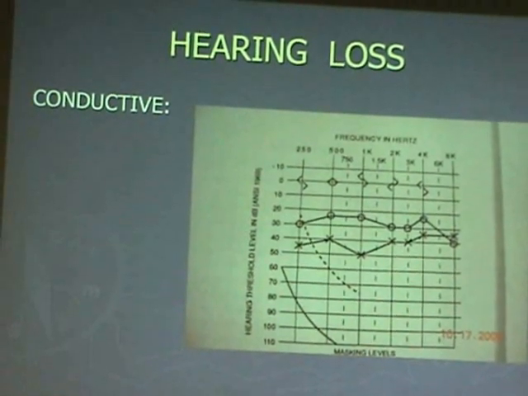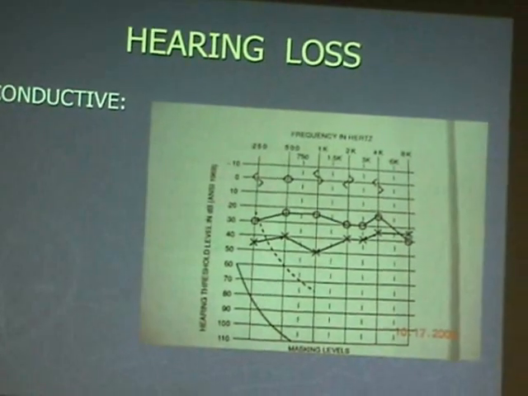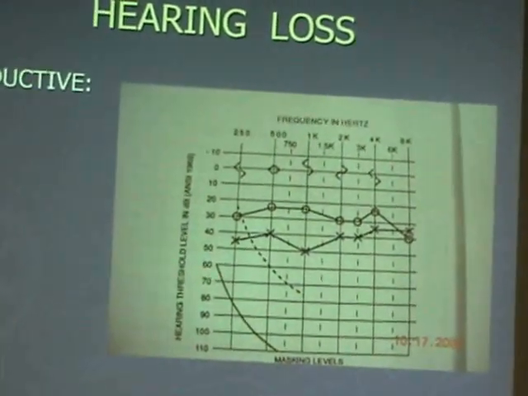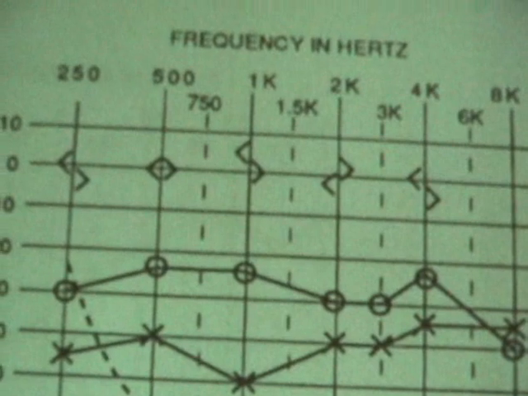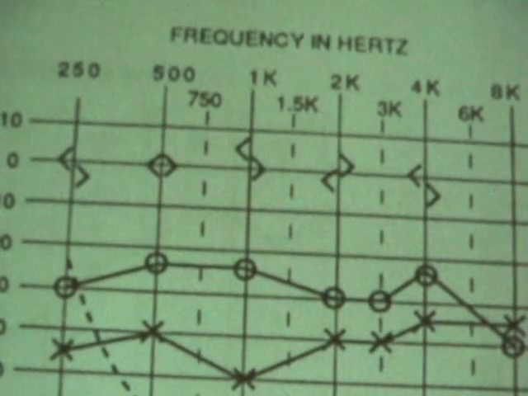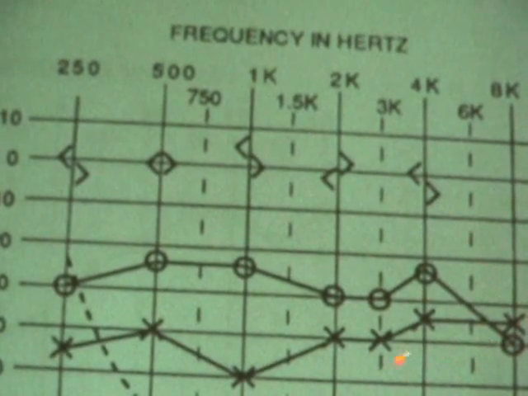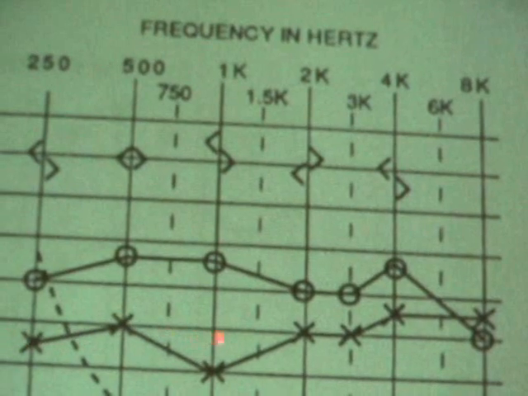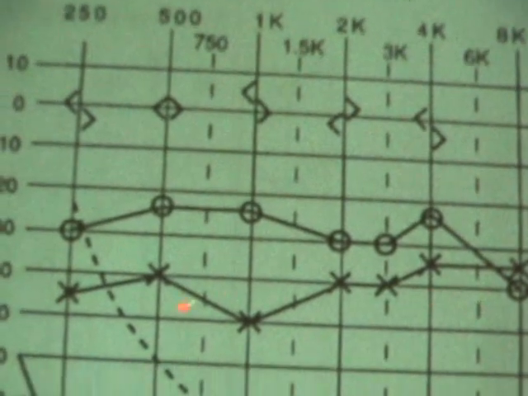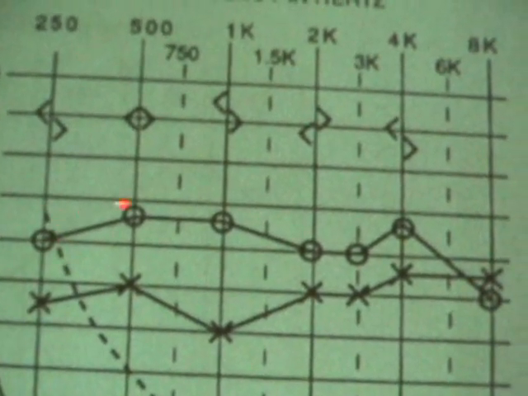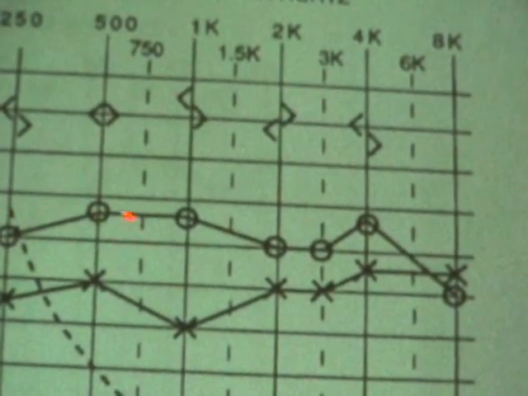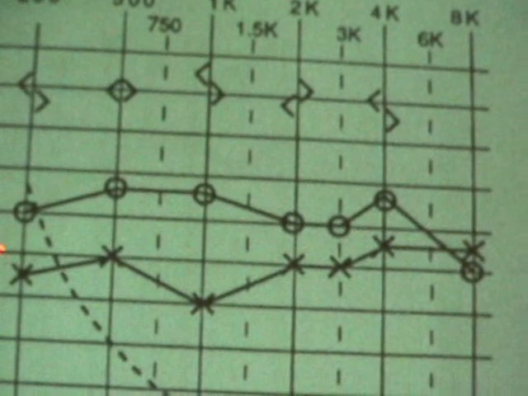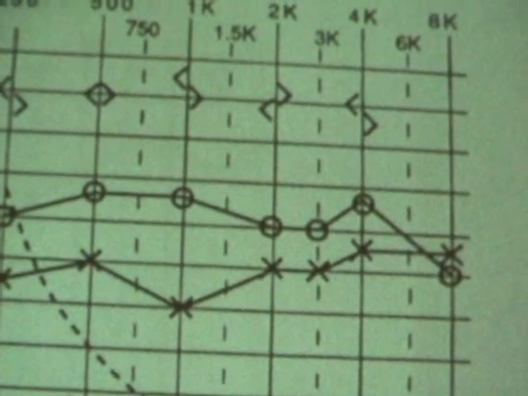So let's talk about some common things with a conductive loss, conductive being something wrong with the conductive mechanism going into the ear. In this particular audiogram, you see that the left ear is down around 40, 45 dB, and the right ear is around 25 to 30 dB. So this would be a mild loss, and this would be a moderate loss.